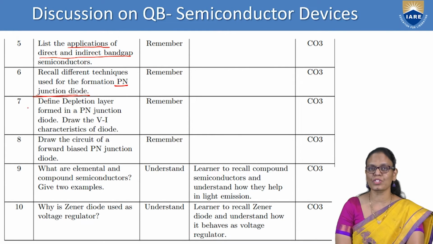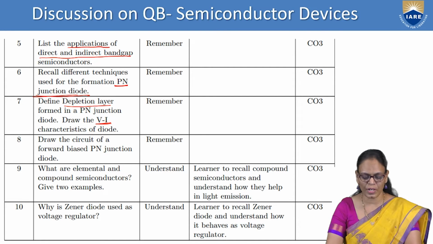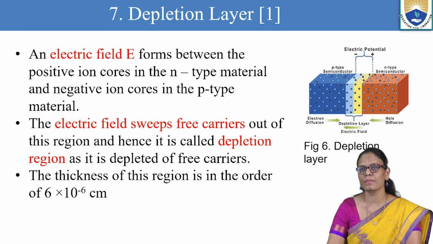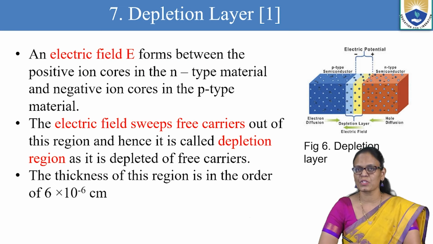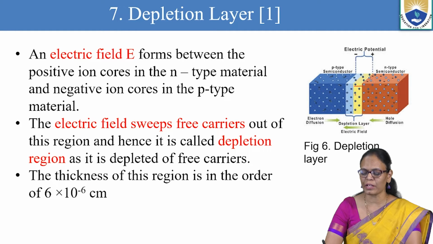Now coming to the seventh question: define depletion layer. What is a depletion layer? And draw the V-I characteristics of the PN junction diode. So let us see first what a depletion layer is and how it is formed. We have already discussed the movement of electrons from N to P and the formation of immobile positive ions on the N side. This yellow region shows the immobile positive ions on the N side, and this light blue region shows the immobile negative ions on the P side.